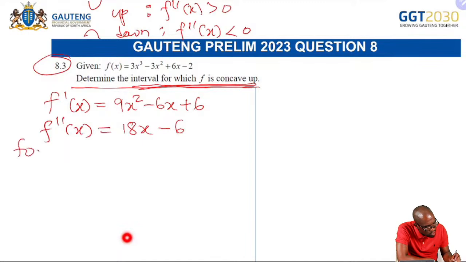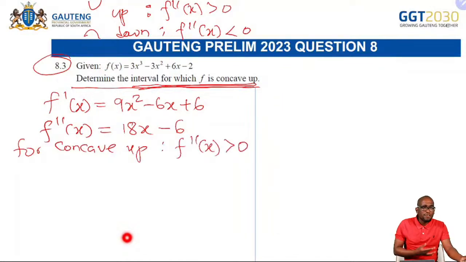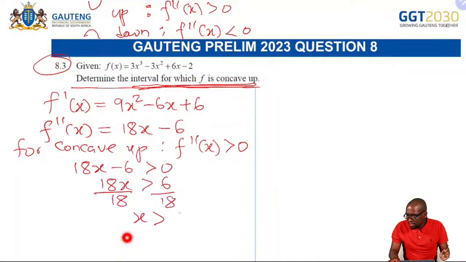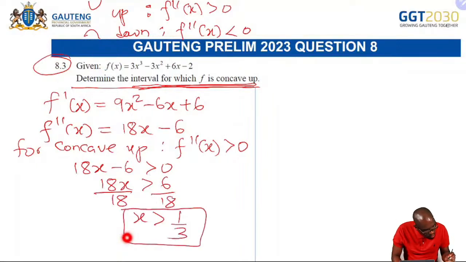Obviously, we know the condition for concave up. F double prime of x should be positive, which means 18x minus 6 should be greater than 0. 18x is greater than 6. And then if you divide both sides by 18, you get x is greater than 6 over 18, which would give you a third.